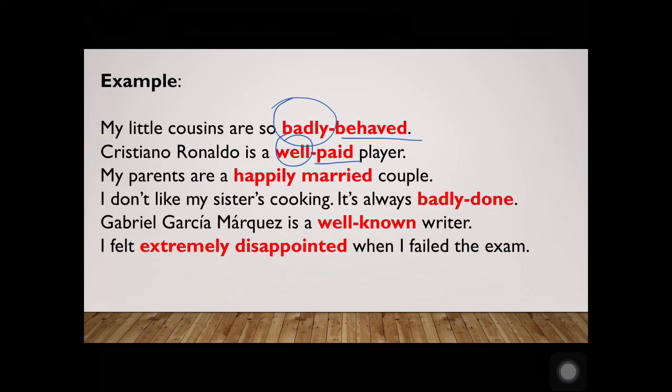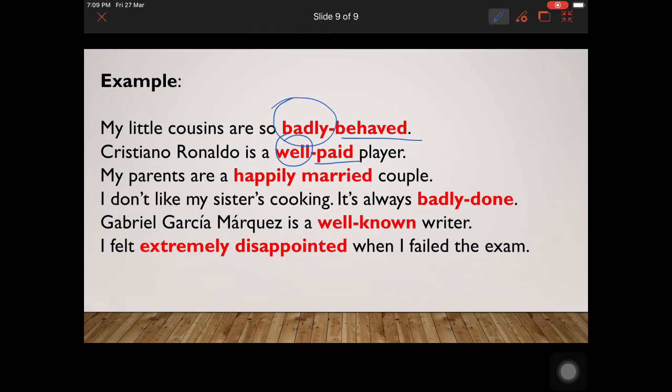Happily married. My parents are a happily married couple. What is the meaning of happily married? They are married, and they're in a happy way. That means they never fight, they never argue, they give presents to each other, especially on Valentine's Day. They say, "Oh, I love you. Yes, I love you too," etc. That means they are happily married, okay? They are a happily married couple. And as you can see here, one more time, happily is my adverb and married is my adjective.